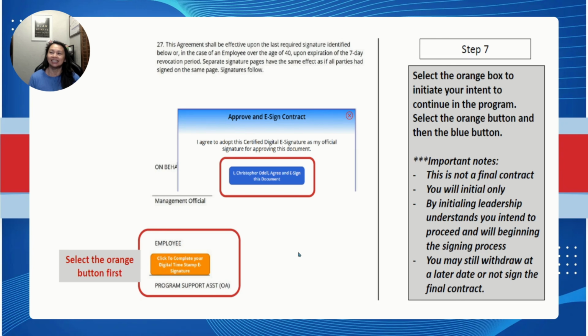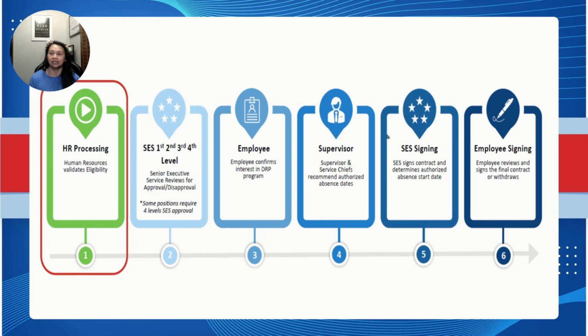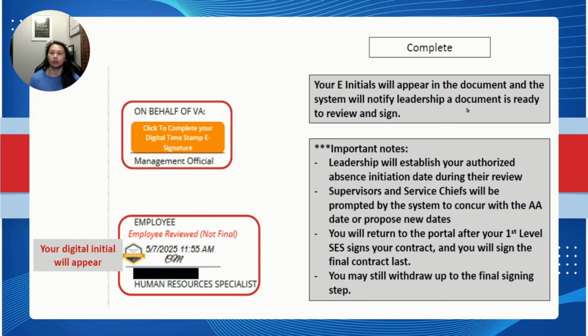Now, step 7: when this is signed, this agreement shall be effective on the last signature identified below. So once you select the orange box, if you intend to continue with the program, this is not the final contract. This is you just initialing it. And then leadership understands that you intend to proceed and will begin the signing process. So this is where their portion goes through. Once you confirm your intent, then it goes to the supervisor, the SES, and then you do the final. Once your initials appear on the document and you confirm, the system will notify the leadership a document is ready to review and sign.